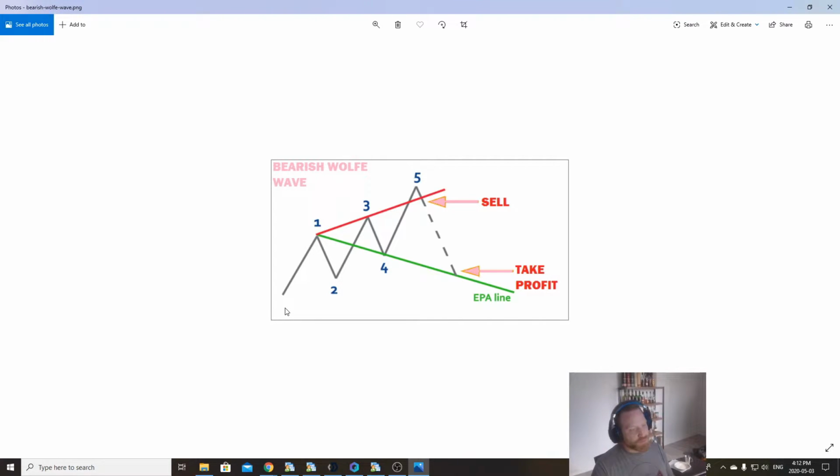You have this one, which is from the top. So it's going to be a sell signal. So you have wave 1, 2, 3, 4, and then the fifth goes beyond the resistance. In this case, earlier it was the support, and then it comes back inside, and you have your sell, not a signal, but your sell indication that you should look at smaller time frames and start to look for an opportunity to sell. And then you take wave 1 to wave 4, and then you have your EPA, and then you take your profit at that point.